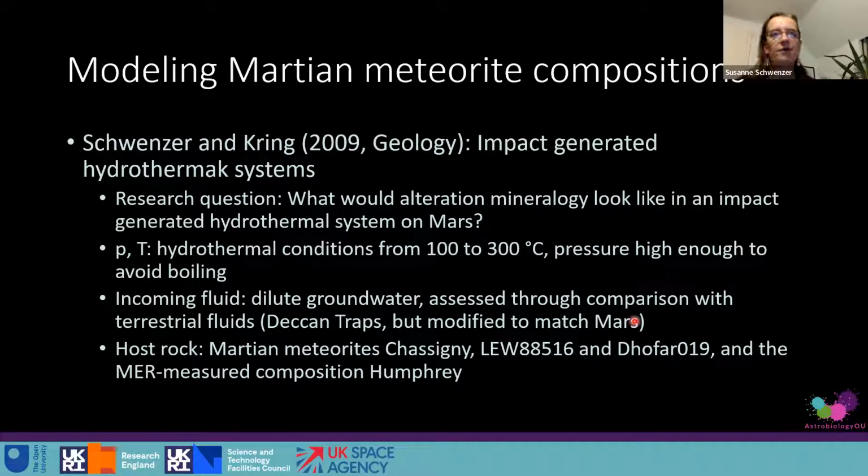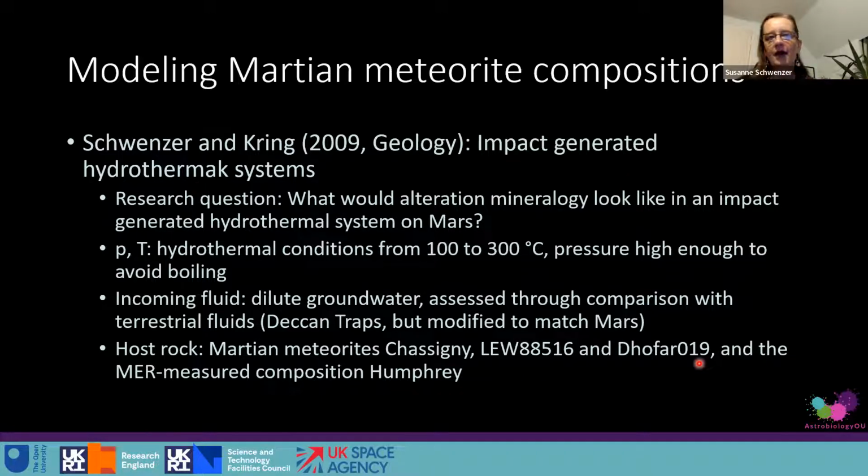Of course, iron is not very soluble, so you can't add very much to a solution, but that is the very dilute groundwater that I brought in. And I looked at host rocks, and I looked at the Martian meteorites. Chassigny is basically olivine. It's a very, very mafic composition, which has very little aluminium. LEW 88516 has about 60% olivine, and the rest is feldspars and pyroxene. So it's got more aluminium and silica than Chassigny would have, but it's still a very, very mafic composition.